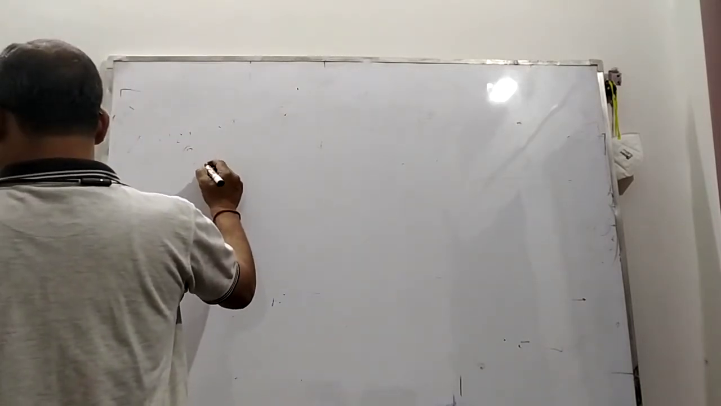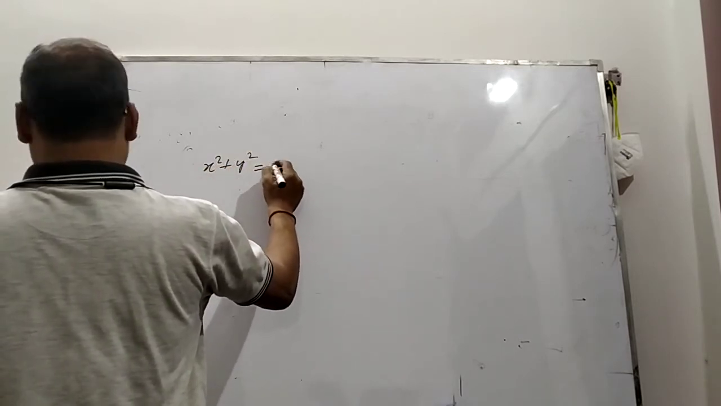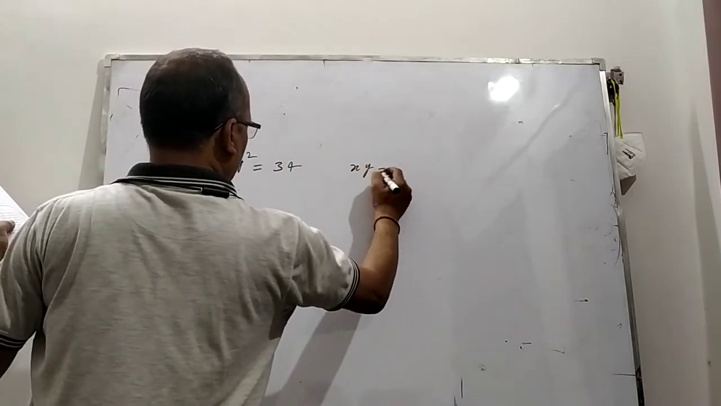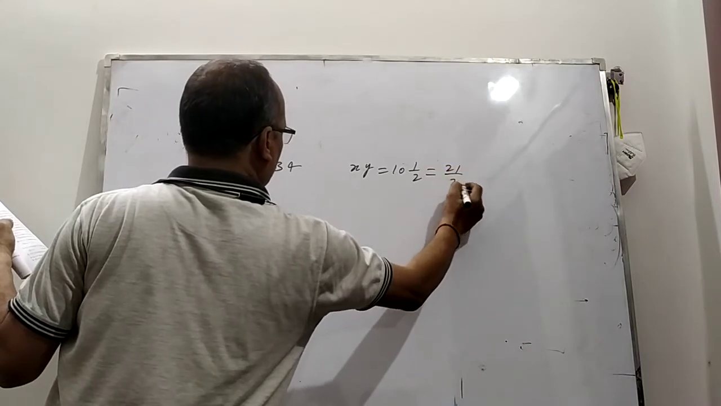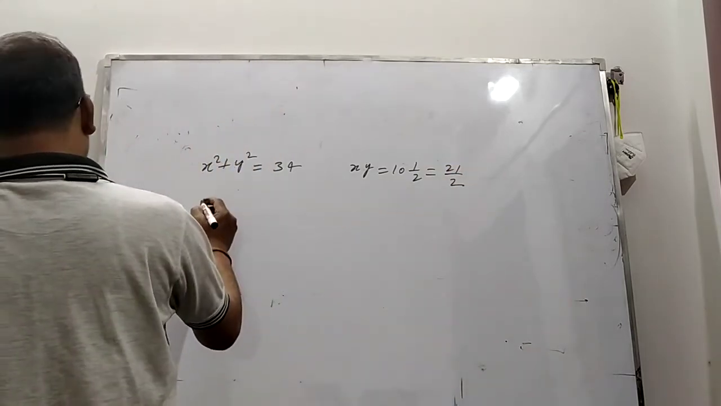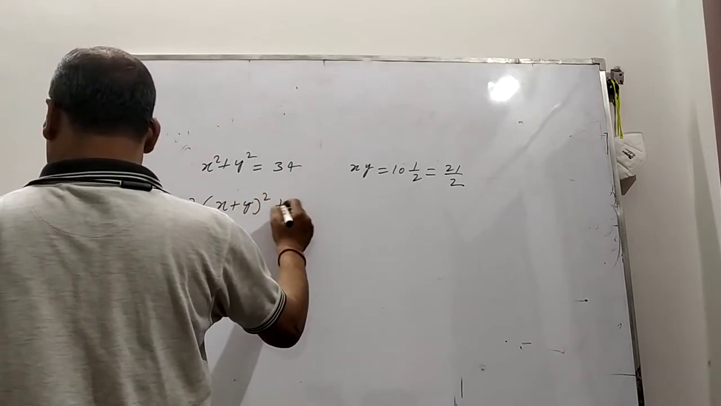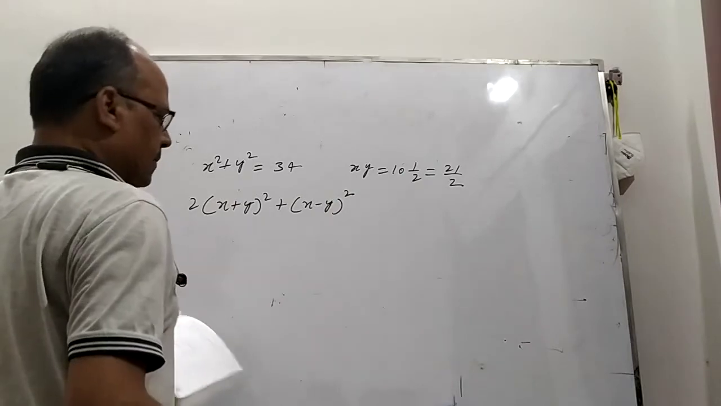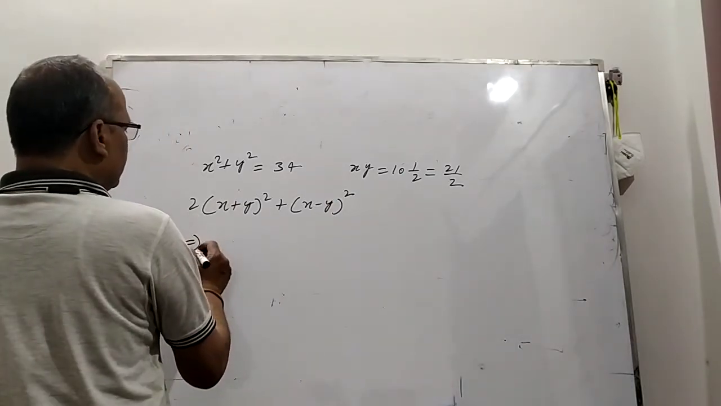This question is given x square plus y square equal to 34 and xy equal to 10 and 1 by 2 equal to 21 by 2. Find the value of (2x plus y) whole square plus (x minus y) whole square. You can expand it.